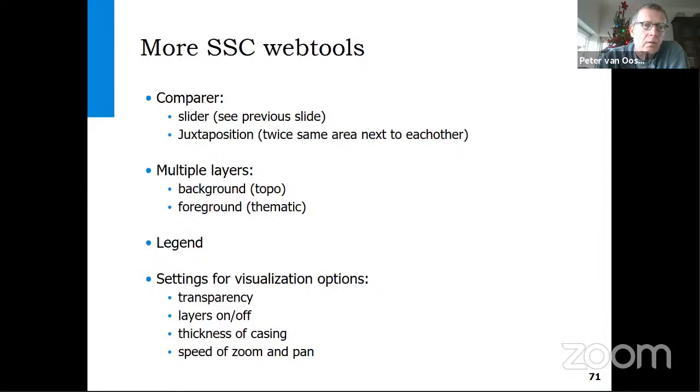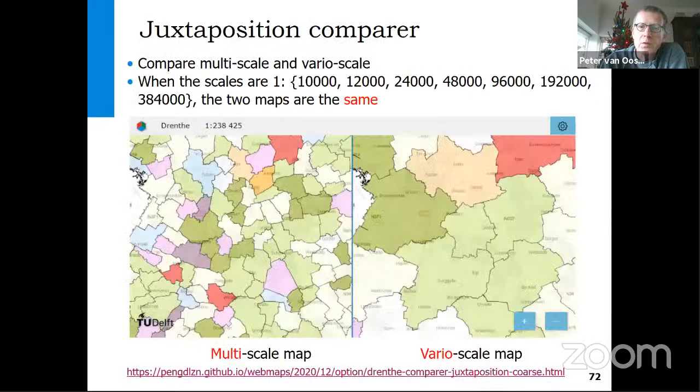You could say you have a topographic map as a background layer, and on top you could show a thematic layer and combine layers. We also added legend options to explain what is in the thematic map, and there are options for setting the visualization, the transparency of objects if you combine layers on top of each other, switch on and off layers, change the thickness of the casing and the speed of the zoom and the pen. And you can scroll by your mouse wheel or by clicking the plus and the minus window buttons.